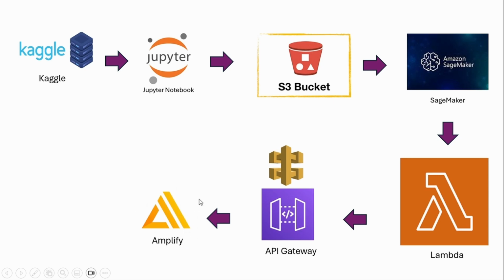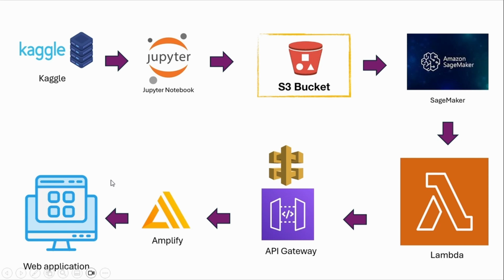Amplify. So Amplify is the final tool for this lecture series, where we'll use an HTML file, we'll use the endpoint, and we'll use the URL created by API Gateway, and then we'll create our final web application. We can use it on Android or on our laptop, anywhere, for this whole project. So that is the whole flowchart for this project.